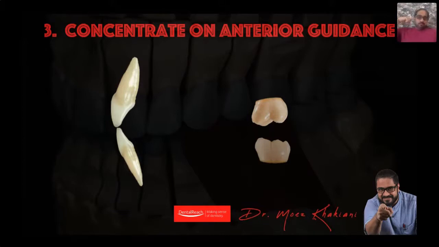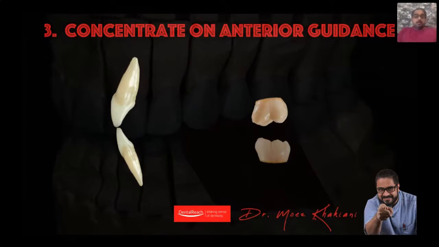This is called the posterior determinant of occlusion. This is called the anterior determinant of occlusion. Imagine someone who has a deep bite. They will have a lot of separation at the back when they protrude forward. Imagine someone who has an anterior open bite. They will have no separation.